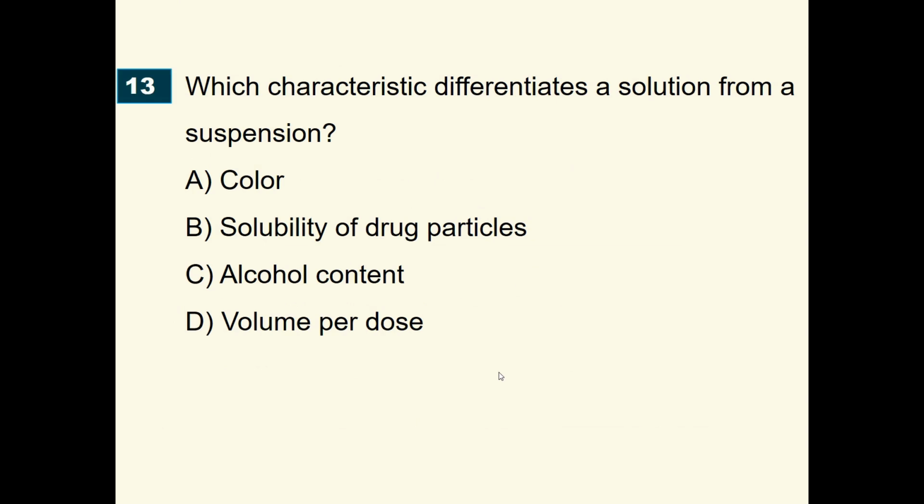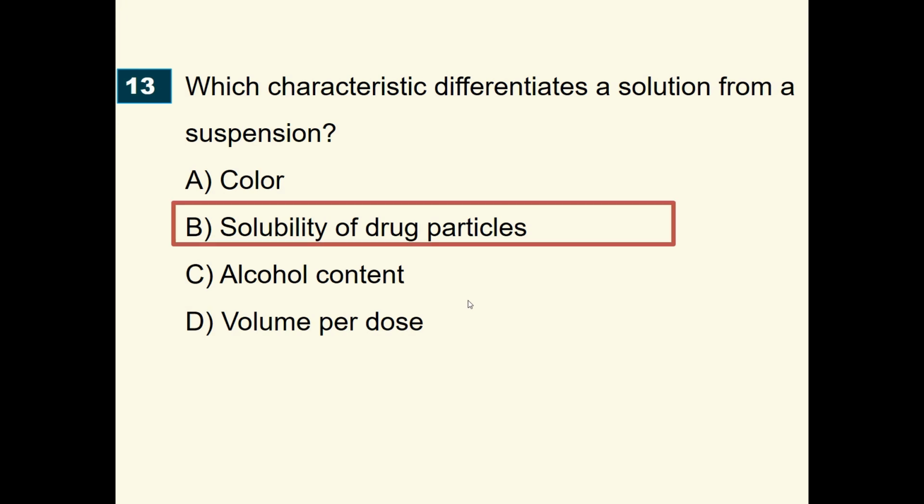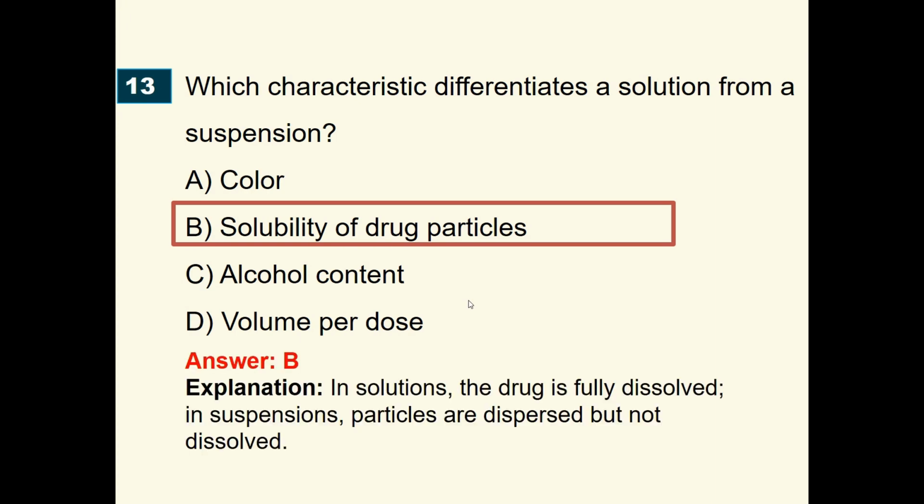Which characteristic differentiates a solution from a suspension? A. Color. B. Solubility of the drug particles. C. Alcohol content. D. Volume per dose. Suspensions are particles in liquid, so the answer is the solubility of particles. In a solution, the drug is fully dissolved. In a suspension, particles are dispersed but not fully dissolved.